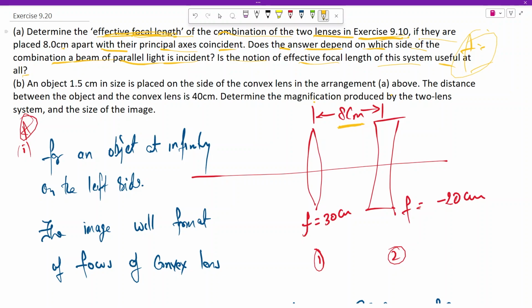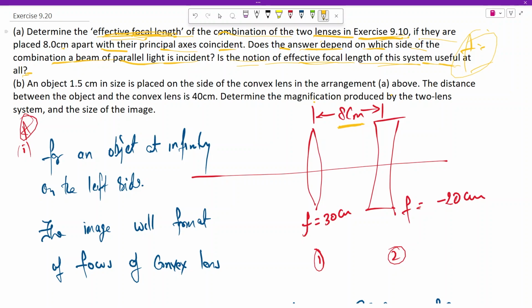and does that hold any meaning at all? Here, we have to determine the effective focal length of the combination of the two lenses, and we also need to answer: will the effective focal length depend on which side of the lens the light is coming from, or which side of the lens the object is placed? And we also need to comment, is the notion of effective focal length of the system useful at all?